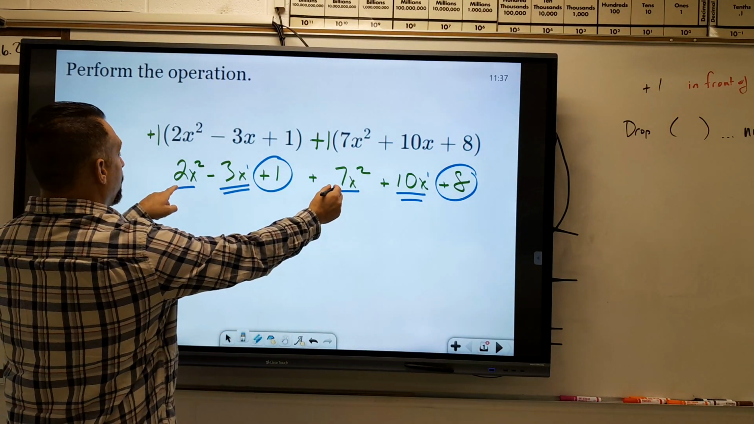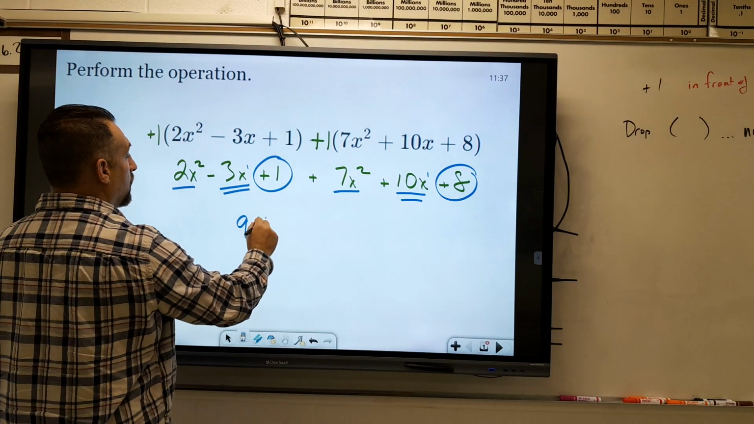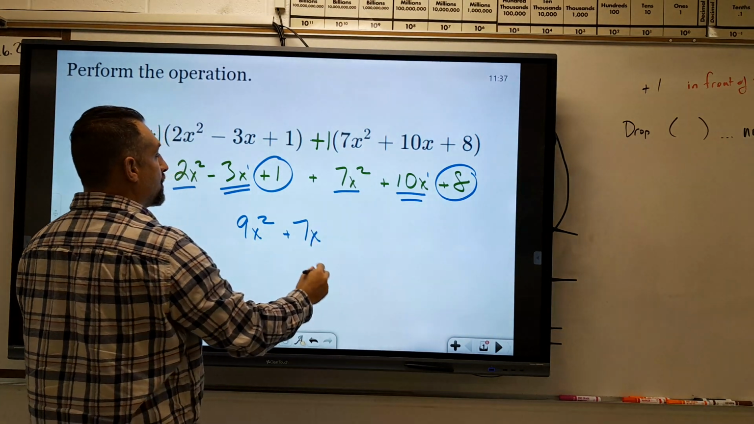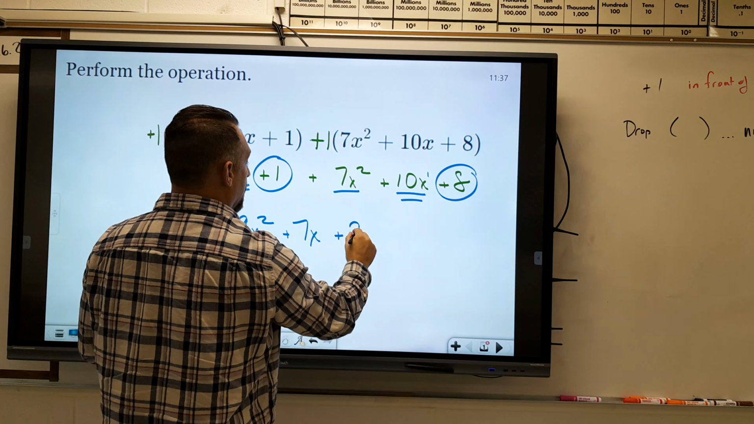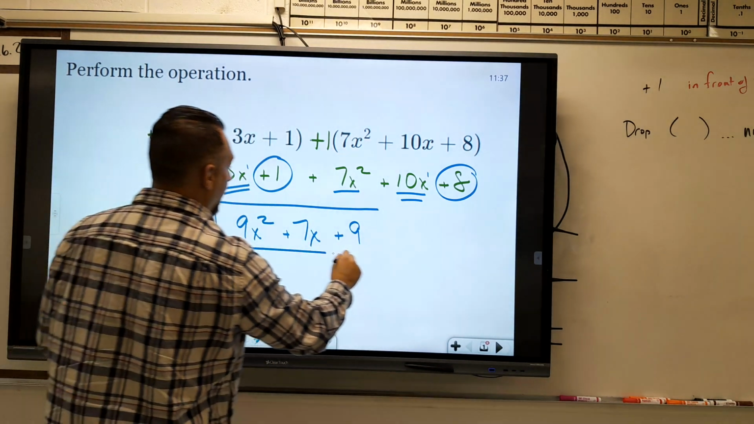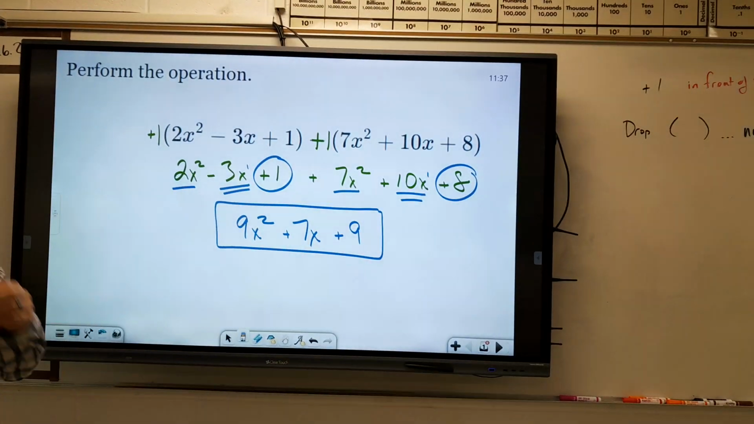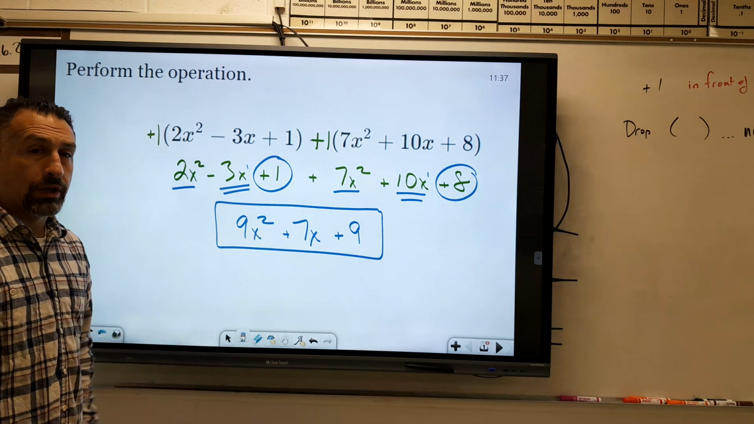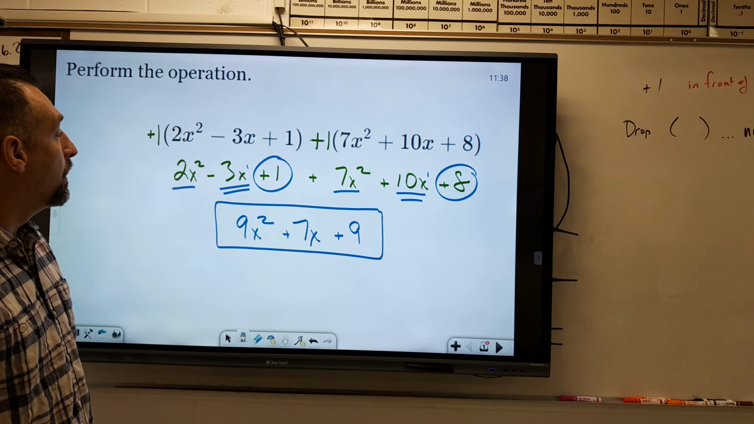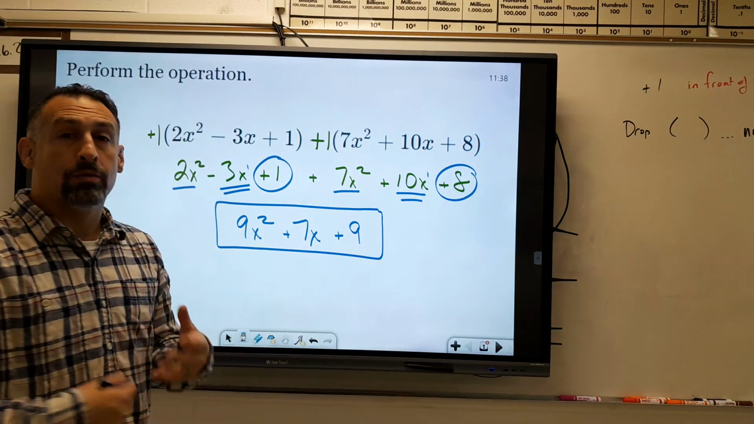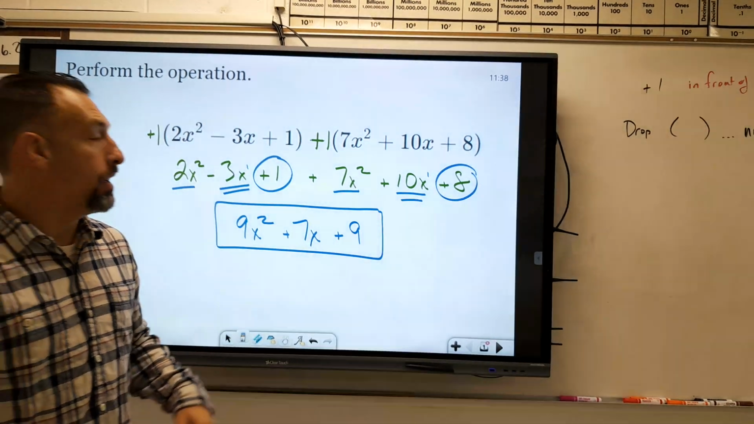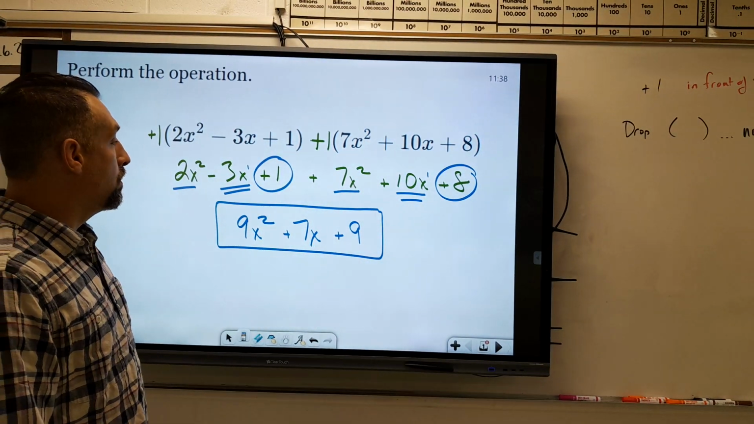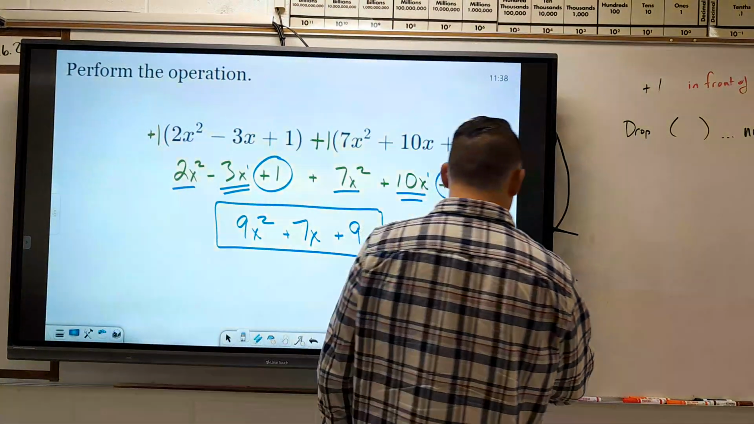So 7 and +2 make 9x squared. These two, 10 minus 3 is 7x's, and then the constants trailing at the end make 9, and we have our simplified addition problem. There's more discussion during class, and I ask more questions like which one would go second, is there another one that goes with it, which one, and I'll ask a kid or throw the ball at them, and they can answer, and they catch the ball, things like that.